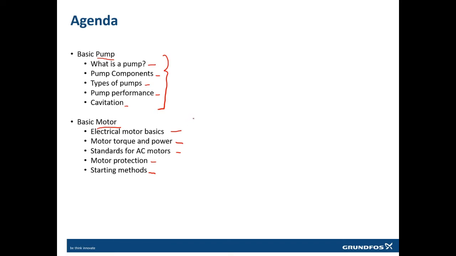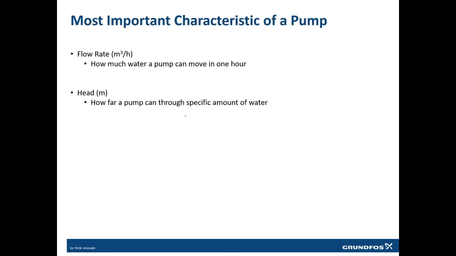So starting from the pump, what actually is the pump? The pump is a machine which gives flow and head. So what is the meaning of flow? Flow is the amount of water moving from one point to another. It is denoted in meter cube, which is the amount of the water, and how many meter cubes are moved in 1 hour. So this is the flow rate. The head is the distance, how far the pump is able to deliver the water. So these are the two outcomes of the pump.